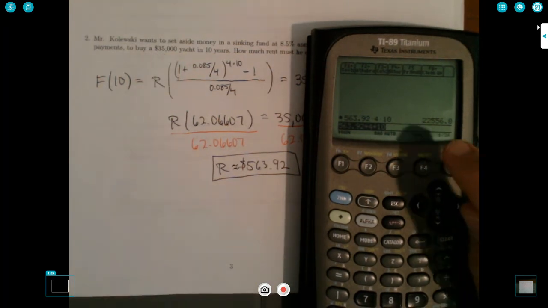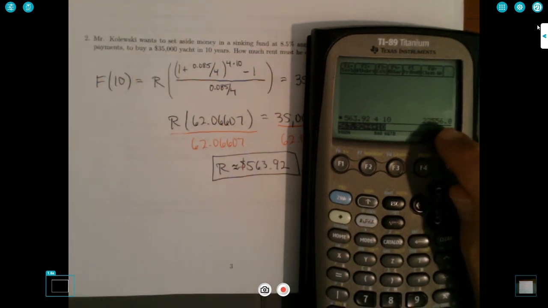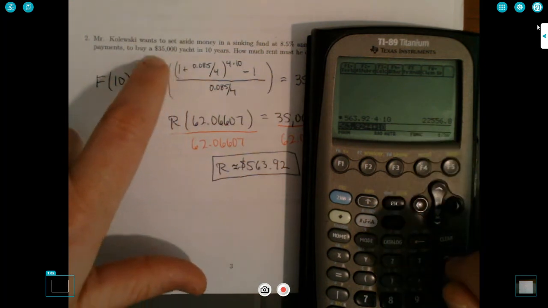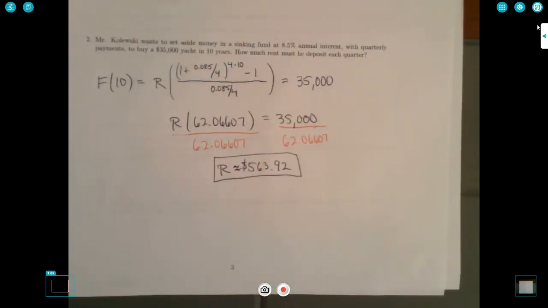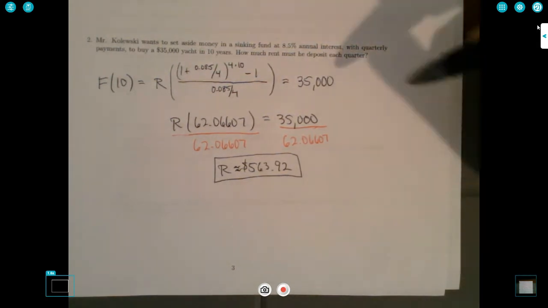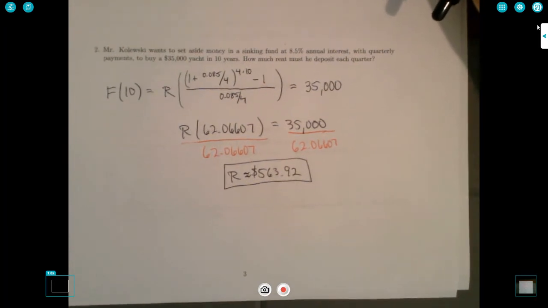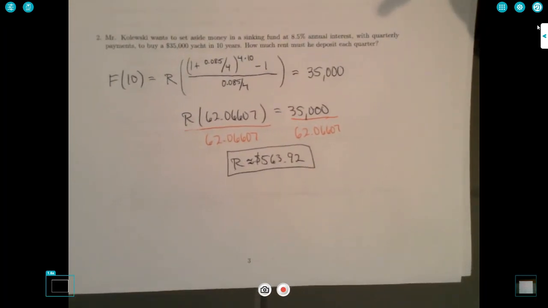So once again, if he just sticks the cash under his mattress, this is what he gets. If he invests it, this is what he gets, right? So pretty smart if he's trying to buy a yacht to do it this way. Okay. One more example.